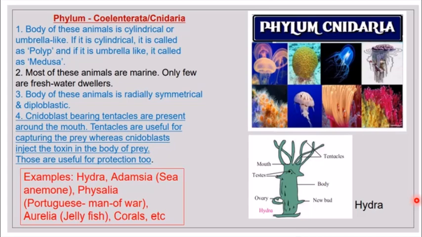So they have the nidoblasts which have the toxins in them, and these are present on the tentacles. There are small spine-like structures, these are called nidoblasts. This helps the organism to protect itself from harm. The examples are sea anemone, man of war, jellyfish, and corals. All of these organisms are in the phylum Coelenterata, or we can say Cnidaria.